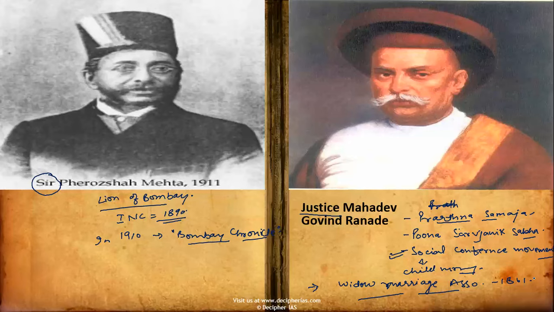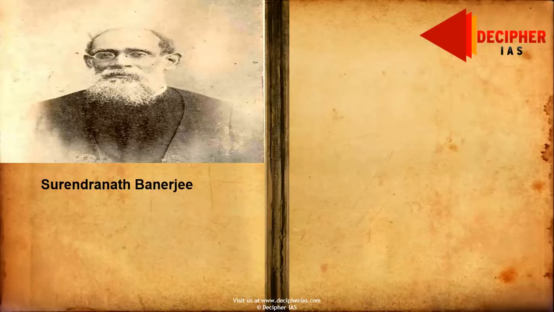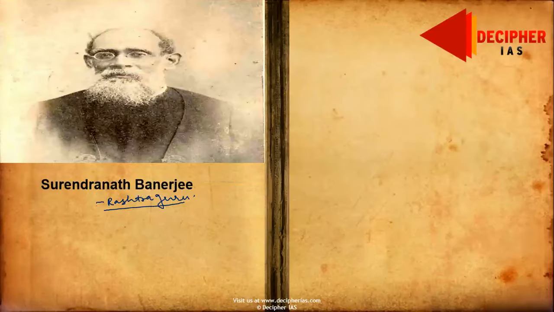Moving on, apart from these two great personalities, next one is Mr. Surendranath Banerjee. He founded the Indian National Association and he is also known as Rashtraguru. Like Mr. Mehta was known as the Lion of Bombay, Mr. Banerjee was known as Rashtraguru.